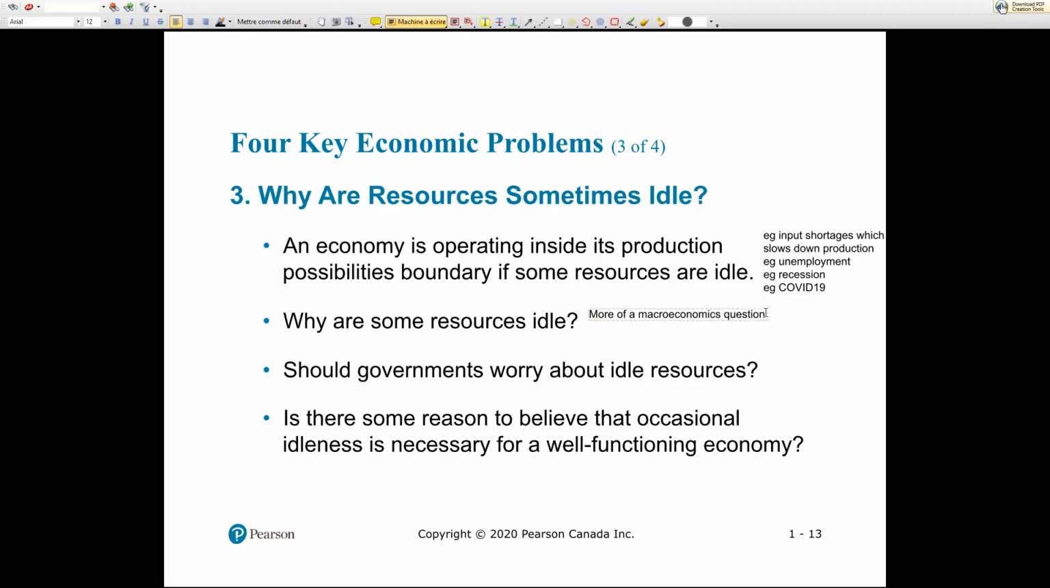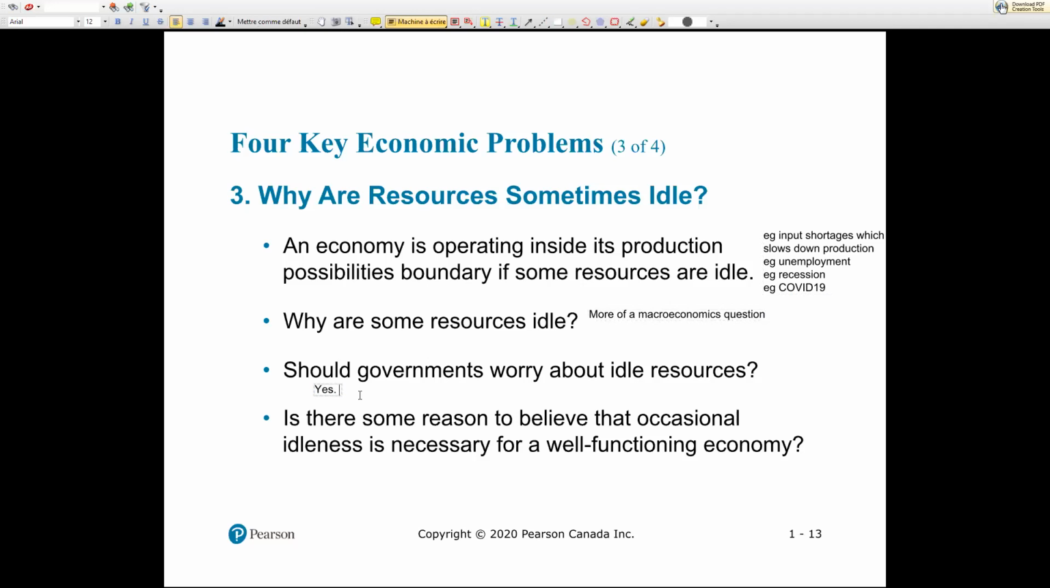Yes. So you said that if the government intervenes for idle resources, it is going to affect the GDP. That's what you said? Yes, the government should worry about the idle resources. Yes, exactly.